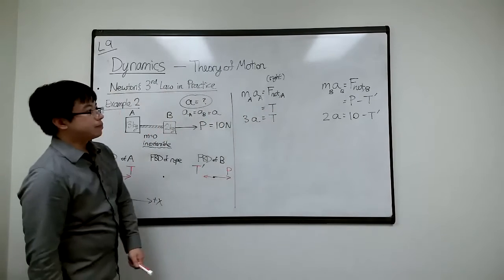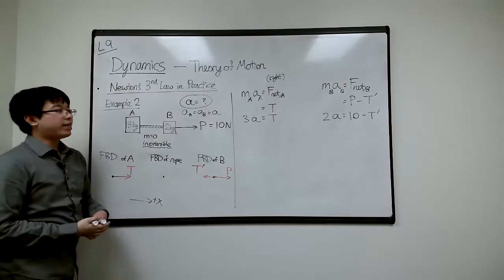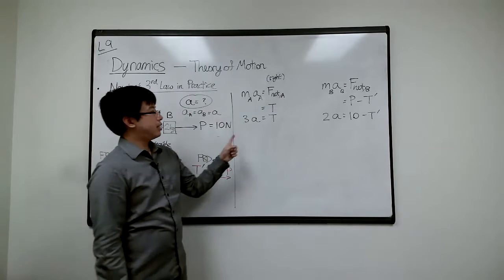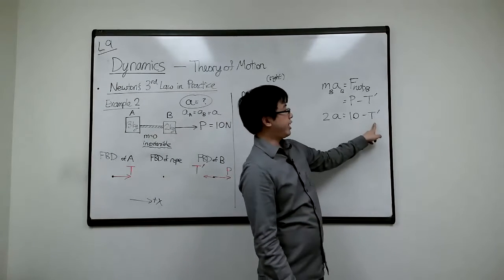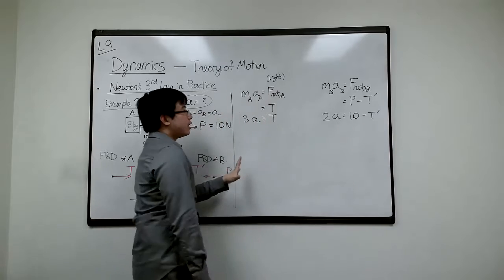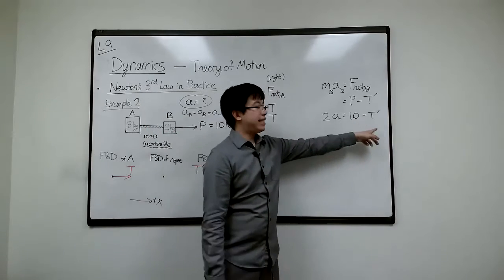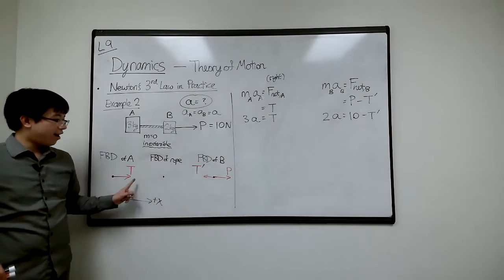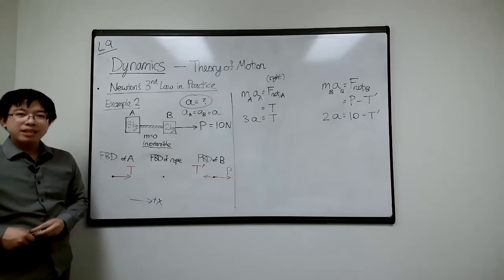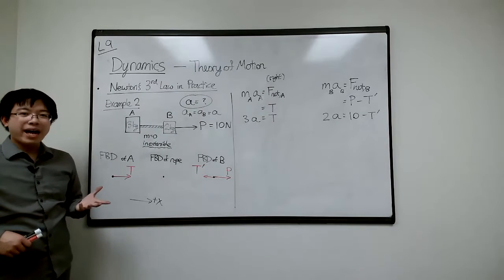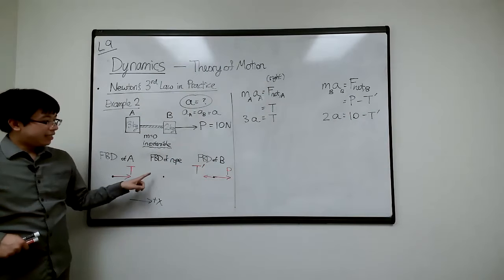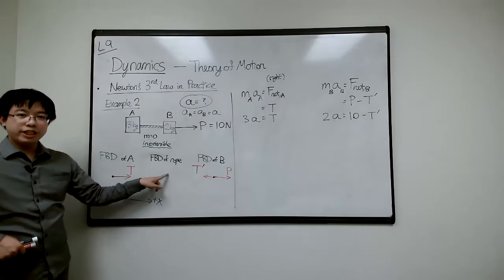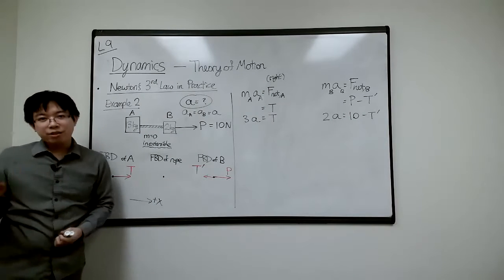Can I solve this? How many unknowns and how many equations do I have? I have 2 equations and 1, 2, 3 unknowns. I can't. Now, I have T and T prime. Are they the same? That's the question, right? That's the million-dollar question. Is this the same? And can you think of why? The reason has to be, you need to draw the free body diagram, and it's more subtle than you think.